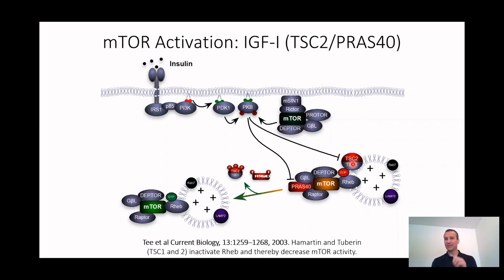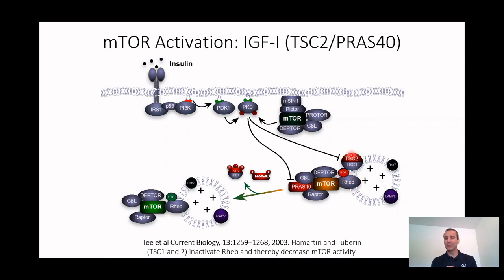Remember, a GAP protein is a GTPase activating protein. And so a GAP protein keeps a small GTPase in the GDP bound or inactive state. And the small GTPase that TSC2 regulates is this GTPase called Rheb.